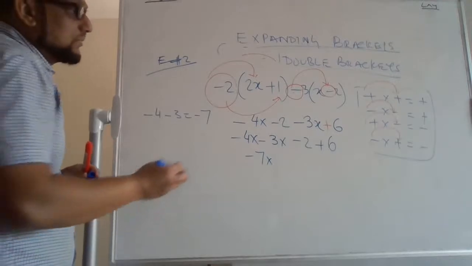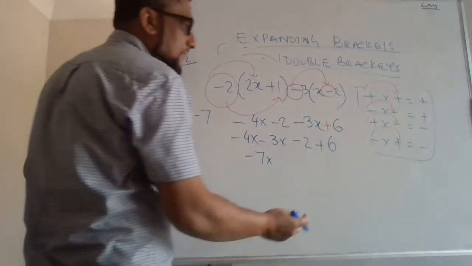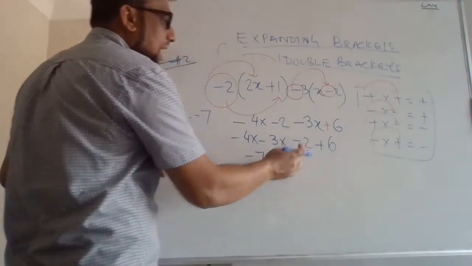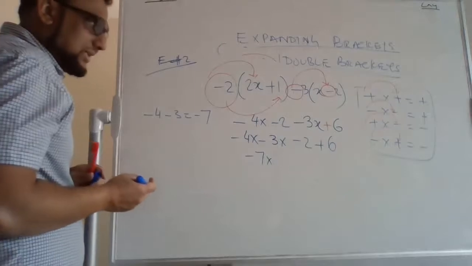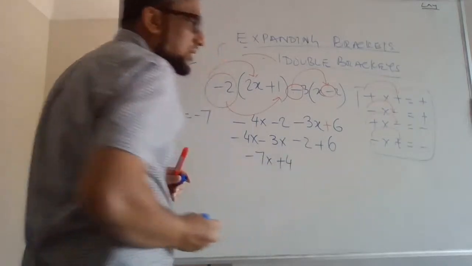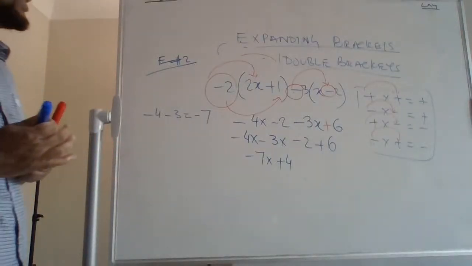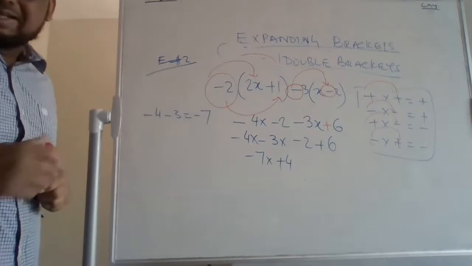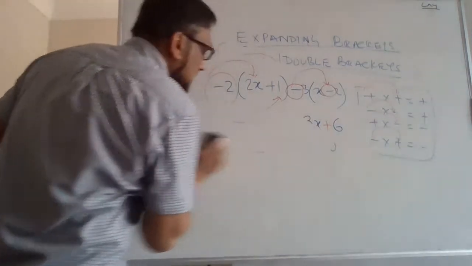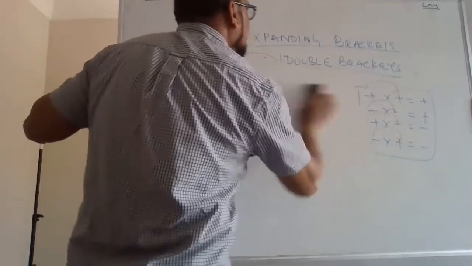And the same for minus 2 plus 6. So how many? 6 for the positive and 2 for the negative. So 6 minus 2 is plus 4. So this is your final answer, minus 7x plus 4. Now I'm going to take another example. You can try to solve it and match your answer.